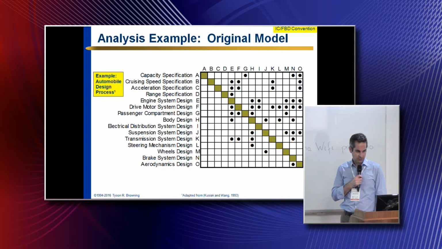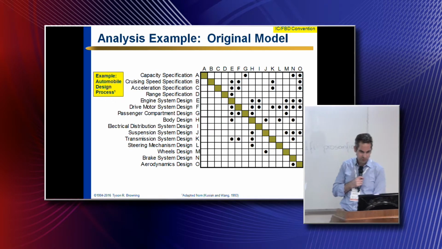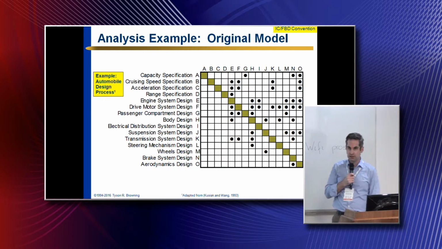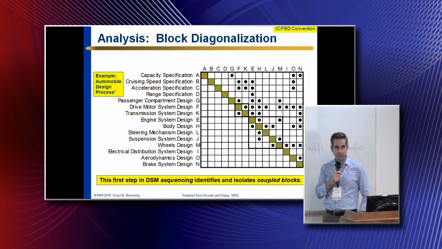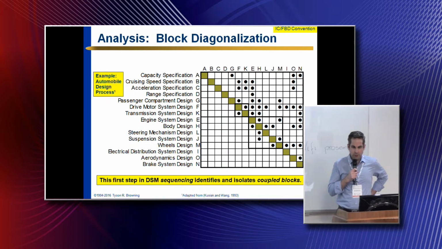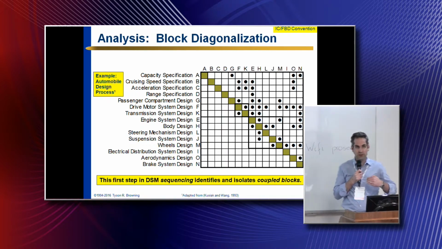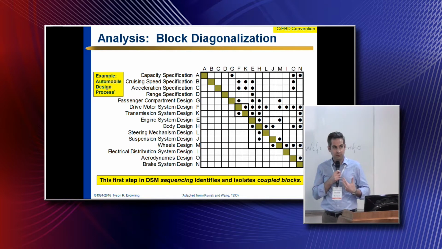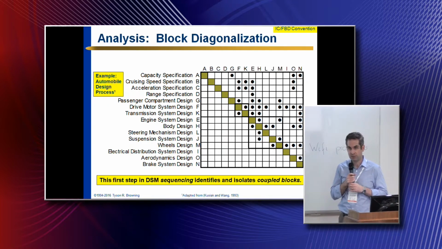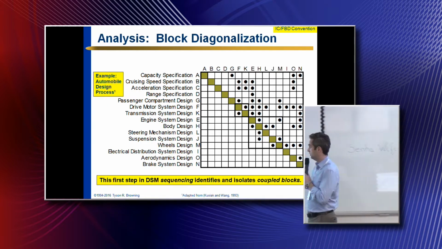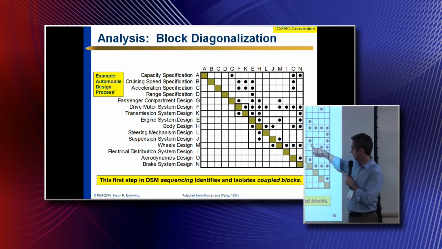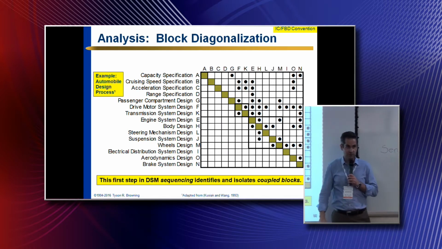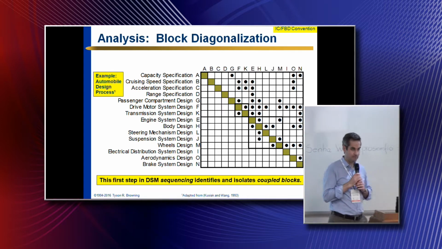So here's another example, this time an automobile design process with a bunch of activities. When we apply that initial sequencing algorithm, we move some of the marks above the diagonal, the remaining marks we've moved as close to the diagonal as possible, and furthermore, we've grouped what we call coupled blocks or circuits of activities together.